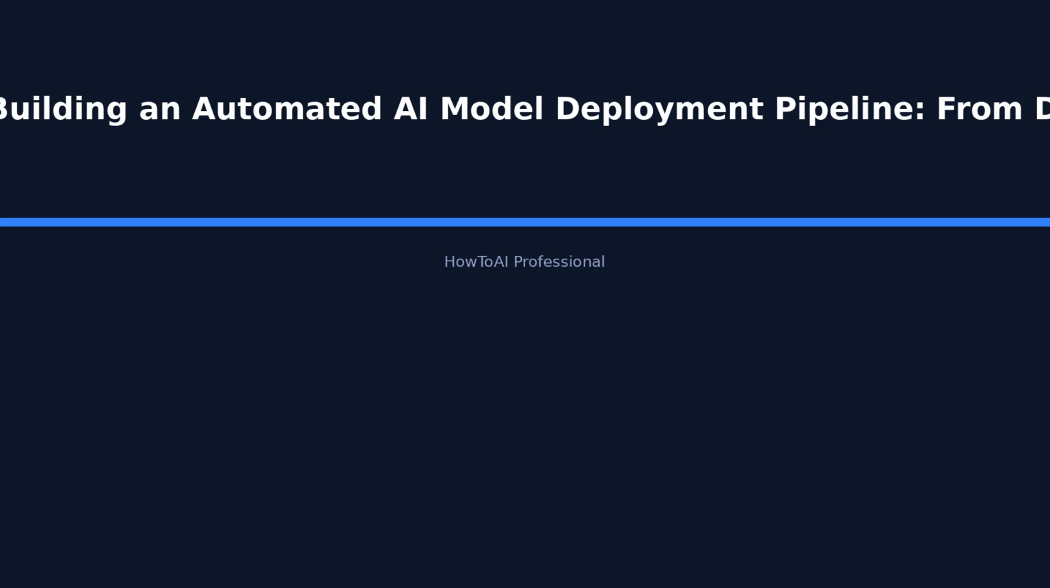Step 2: Data Preparation. The next step is data preparation, which is critical for training effective AI models. Data is the backbone of machine learning, and the quality of your model largely depends on the quality of your data. Start by collecting and cleaning your dataset. This involves removing duplicates, handling missing values, and ensuring that your data is in a structured format.